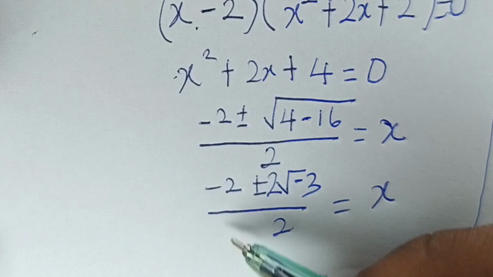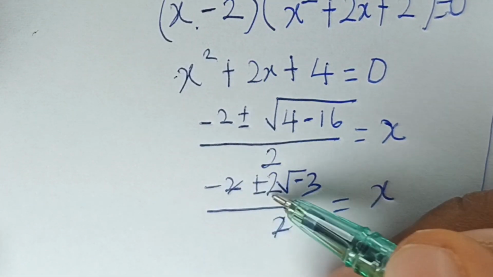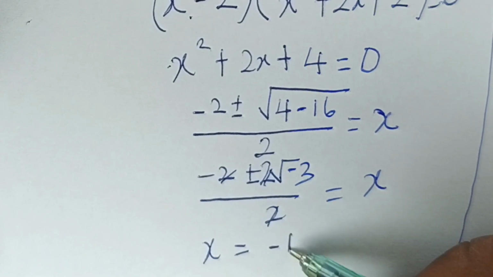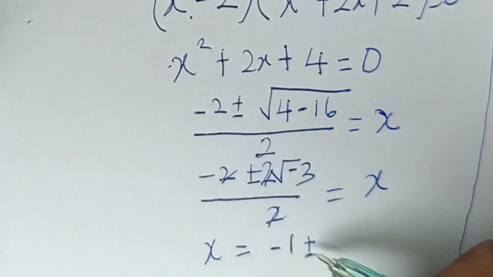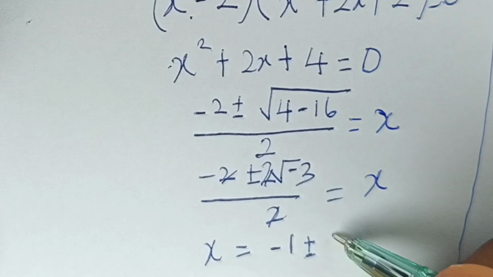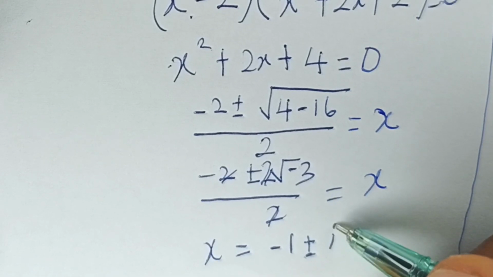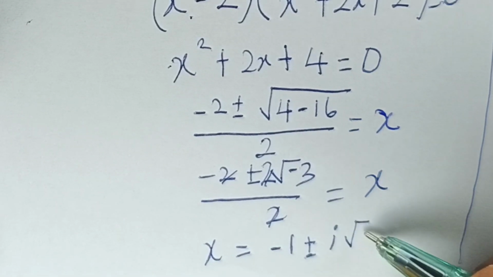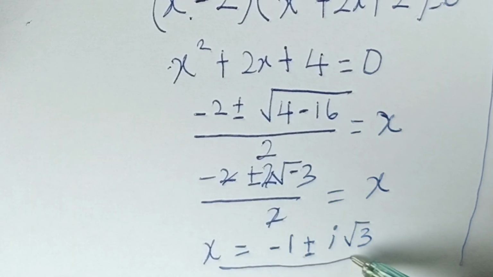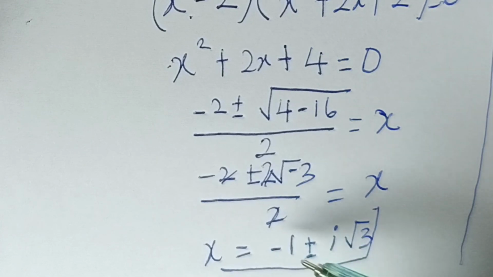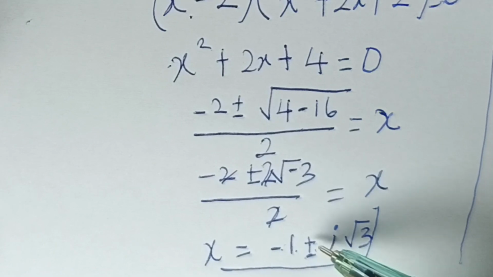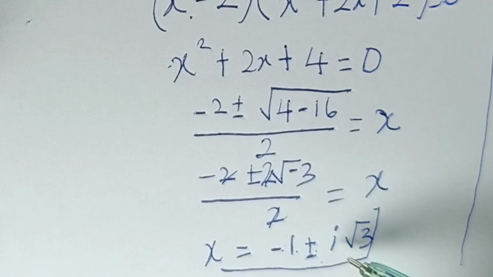From here, our x now becomes equal to 2, take 2 and take 2. So the x we are left with is now equal to minus 1, plus or minus. Now, root of negative 3 is the same as i root 3. Okay, so we'll have i root 3. Alright, now these are the second and third answers for our x. So invariably our first answer was 2, second answer is minus 1 plus i root 3, and third answer is minus 1 minus i root 3.